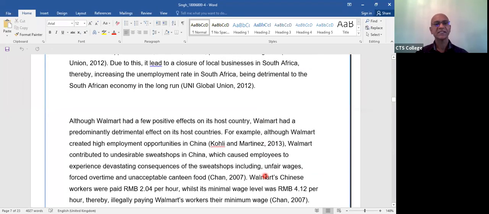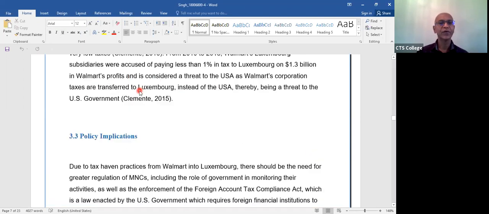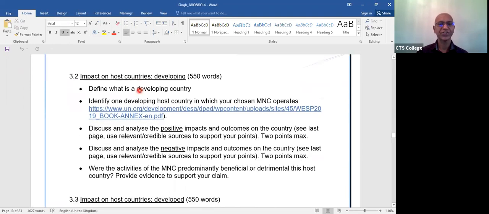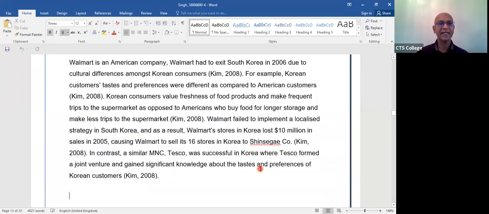The student goes on. The student goes on to say whether the overall impact of Walmart was predominantly positive or negative. You would recall from your structure, after you discuss positive and after you discuss negative, you should say whether your research reveals that the impact was predominantly beneficial or detrimental. So let's see how the student explores that.